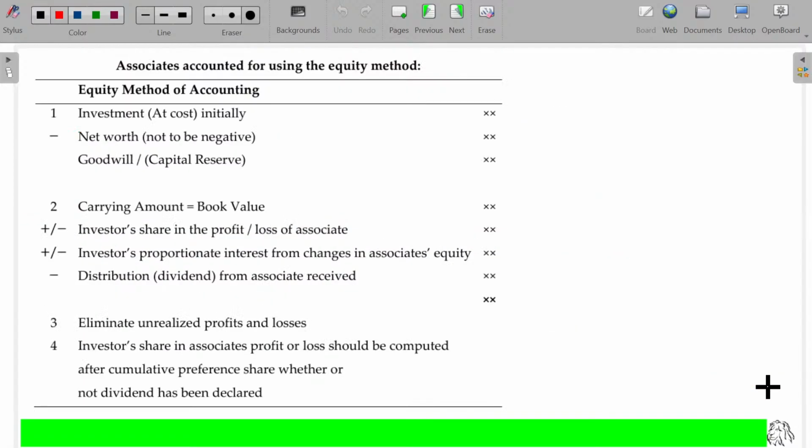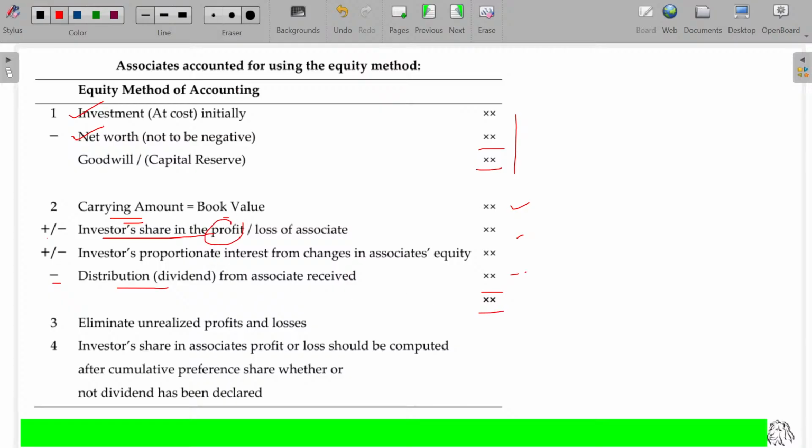So I have given the format here. Under the equity method, the investment is at cost initially. You have to subtract net worth from that, the ultimate value being either goodwill or capital reserve. Step number 1. Year on year, from the carrying amount, which is nothing but the book value of the investment, add the investor's share in profit. Subtract the distribution of dividend, in case any dividend is received. So this is added, this is subtracted, and the ultimate value will be the carrying amount subsequently.